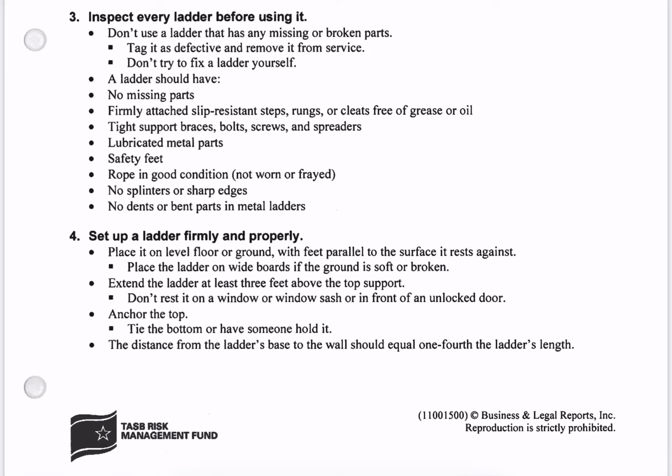Extend the ladder at least 3 feet above the top support. Don't rest it on a window or window sash or in front of an unlocked door. Anchor the top. Tie the bottom or have someone hold it. The distance from the ladder's base to the wall should equal 1/4 the ladder's length.